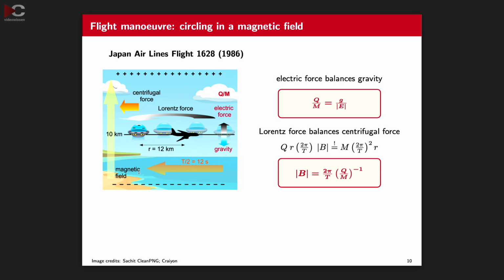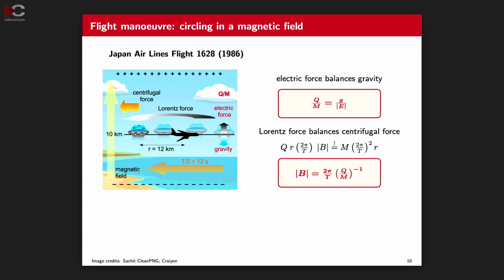Then we balance again the vertical electrical force with gravity in order to get our Q over M ratio, which is again given by G over the vertical electric field. And now, without changing the altitude, meaning this Q over M ratio stays the same, this UFO now moves horizontally towards the back of the plane.